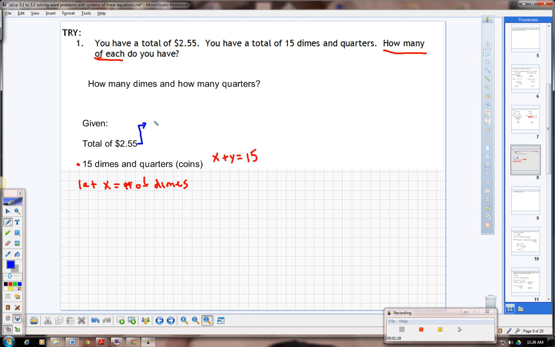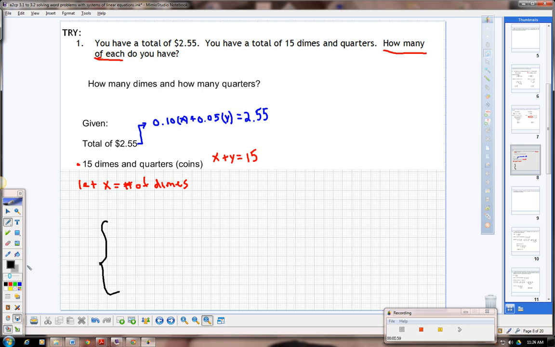So this is where you would start with 0.10 times x. Why do we multiply it by x? Because that's the number of dimes we have. Increased by 0.05 times y. That is set equal to $2.55, or 255/100ths. I now have my two equations. I want to write them as a system.